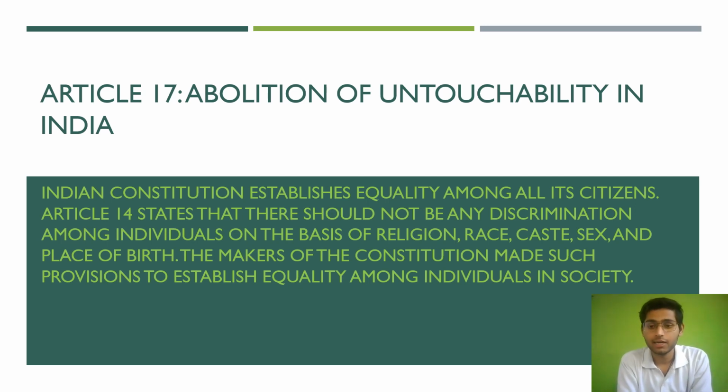आर्टिकल 17 के बारे में। आर्टिकल 17 बेसिकली डील करता है एबोल्यूशन ऑफ अनटचेबिलिटीज इन इंडिया के बारे में। अब शुरू करते हैं। इंडियन कॉन्स्टिट्यूशन स्टेबलाइजेस इक्वालिटी अमंग ऑल द सिटीजन थ्रू आर्टिकल 17। Indian Constitution tries to implement equality among all the citizens of India. Up next, Article 14 states that there should not be any discrimination among Indians on the basis of religion, race, caste, sex, and place of birth.